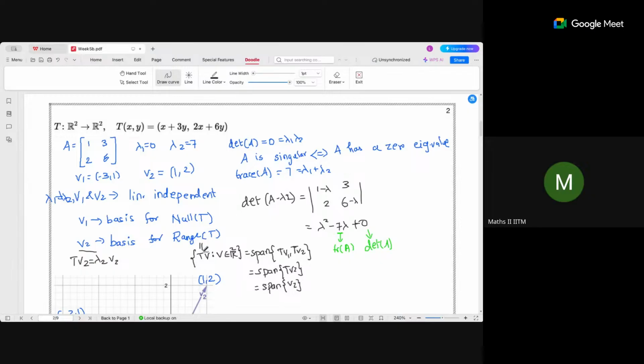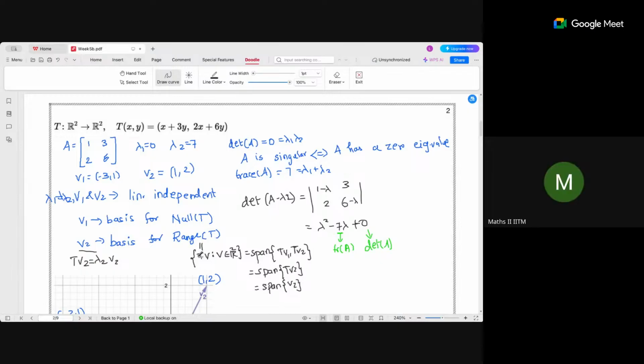I'm sorry, still not entirely clear because we are just saying for T of V2, right? But if we take T of something else instead of V2, some random V, then will it still land up in V2 itself? That is what I'm saying.